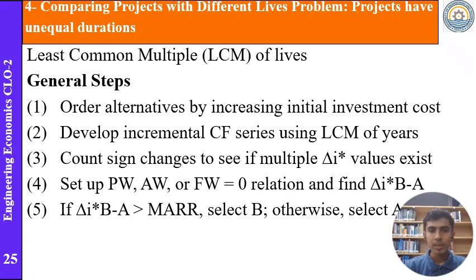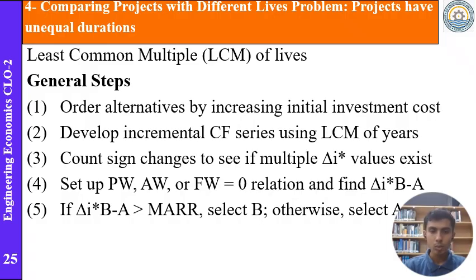In the previous example that I explained, the lifetime of both projects was equal. But if the lifetime of both projects is not equal, then we take the LCM of the lives and make the series up to the LCM of the lives of both projects. So here are the general steps to find the internal rate of return for mutually exclusive projects.